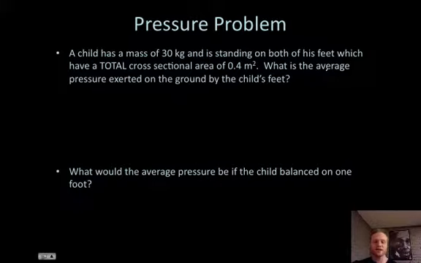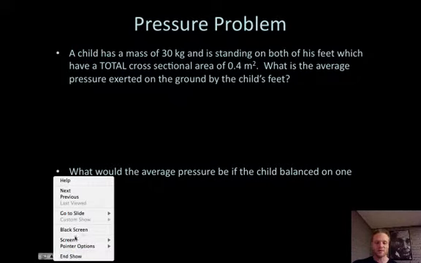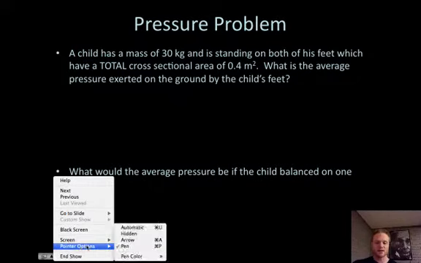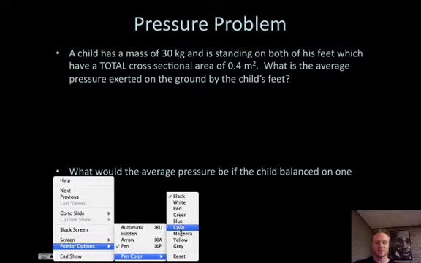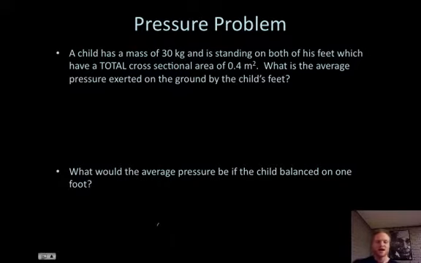So here is a pressure problem for you guys to mull over. Let me just quickly change my pen color so that it is something that can actually be seen, which is always a plus. It says a child has a mass of 30 kilograms and is standing on both of his feet, which have a total cross-sectional area of 0.4 meters squared. What is the average pressure exerted on the ground by the child's feet?